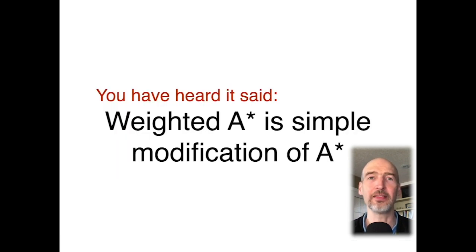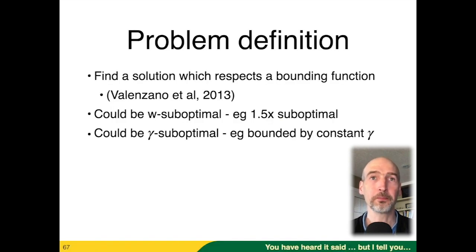You may have heard it said that weighted A star is just a simple modification of A star. But let's look a little bit more into this history and see what is actually said about these algorithms. So we're going to look at our problem definition here. It's going to be: find a solution which respects some bounding function. And we'll see that bounding function a little bit later. The bounding function might be W suboptimal, so at most 1.5 times the optimal solution. Or it could be by some constant, we're going to be within 10 of the optimal solution. And there's other definitions that you could come up with.